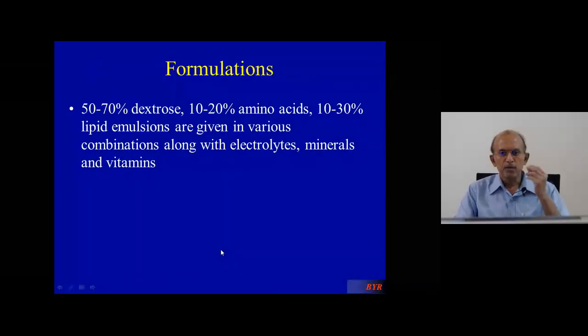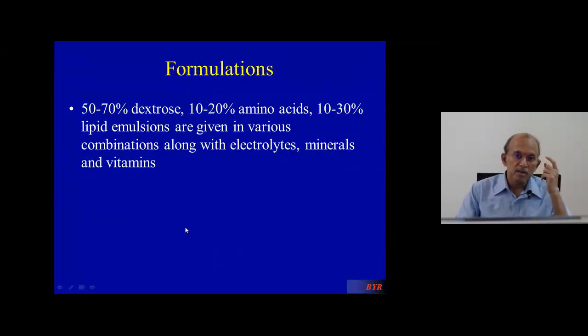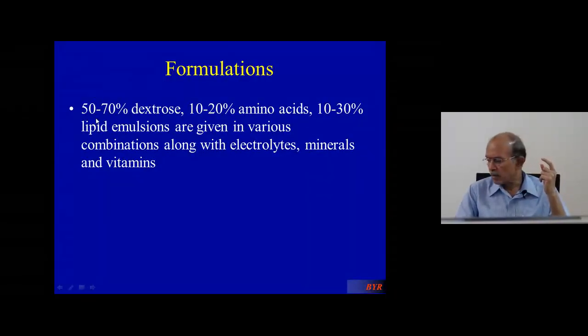Formulations: 50 to 70% dextrose. So you see, high concentration. Normally you give only 5% dextrose, but in parenteral nutrition you give 50 to 70% dextrose. That means it's hyperosmolar. The hyperosmolar will produce thrombophlebitis and they produce crenation of the RBC. To prevent that, what do you do? You administer into central veins.